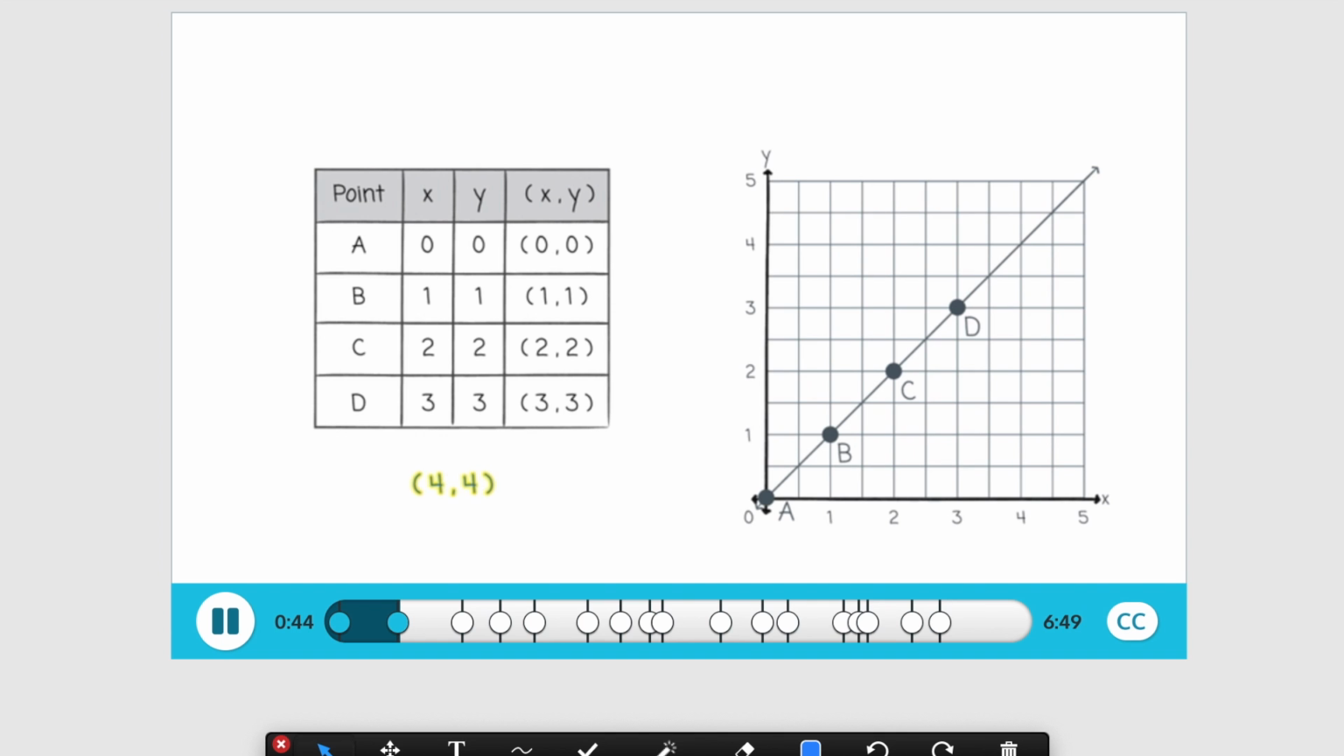Yes, the point with coordinates 4, 4 will fall on the line. That's right. We can plot it right here on the same line. As long as the x and y coordinates are the same, the point will be on this line. We can describe the relationship between these coordinates with a rule. X and y are equal. We can also say the rule y is equal to x. Will the point with coordinates 10, 10 fall on this line? Think about the rule to help.